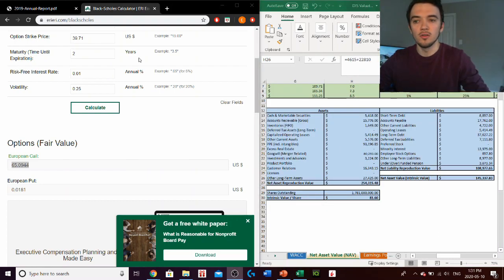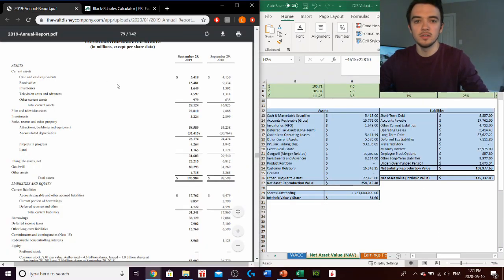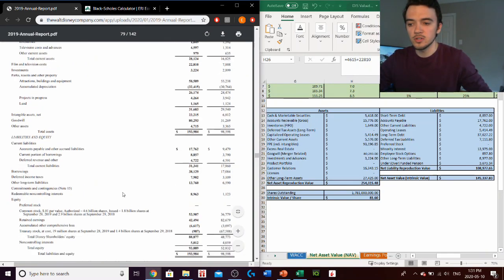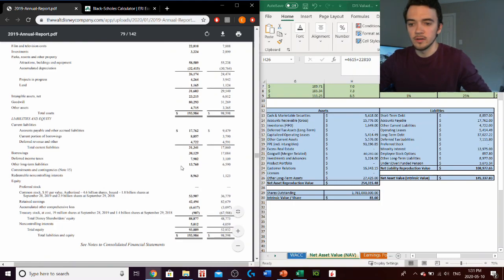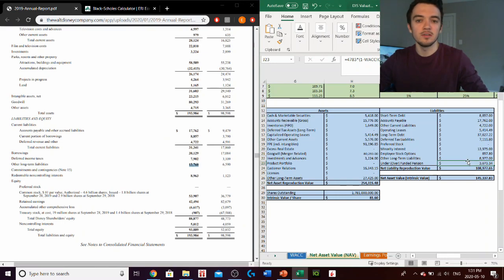And next I had the other long-term liabilities, which Disney actually broke down for me later on in this annual report. In the other long-term liabilities section, which they have right here, in this $13.76 billion, they stated that $4.783 billion is actually their underfunded pension plan. So what I did is I broke those two apart, and I got the after-tax value of the underfunded pension plan, and then I included the rest in the other long-term liabilities section.